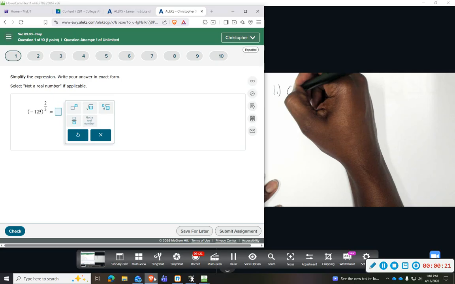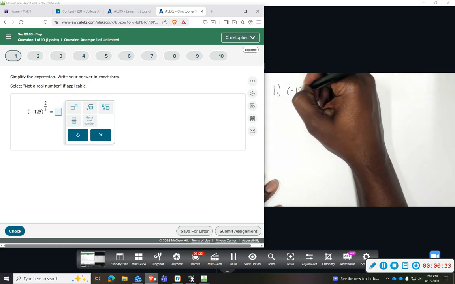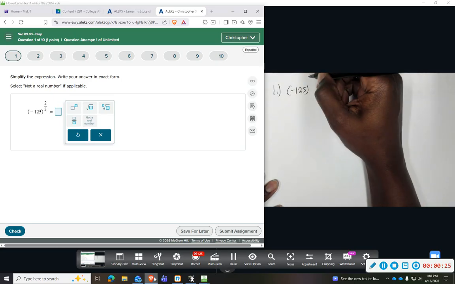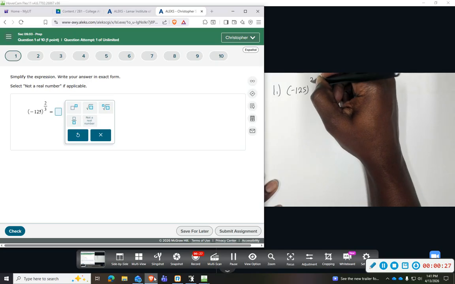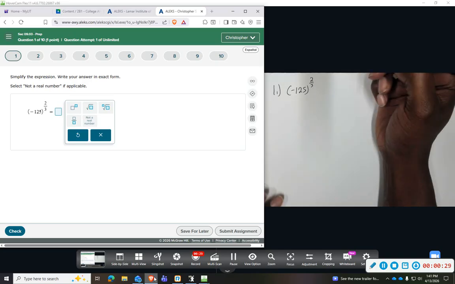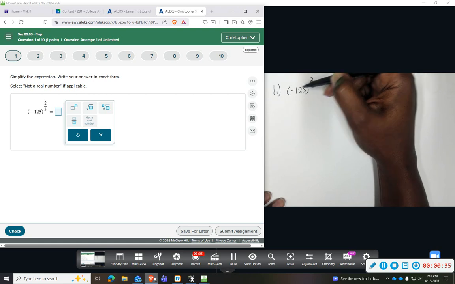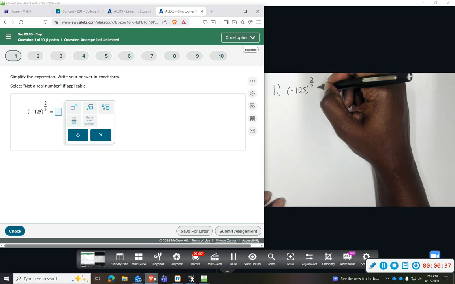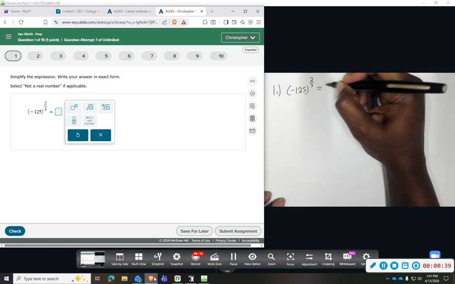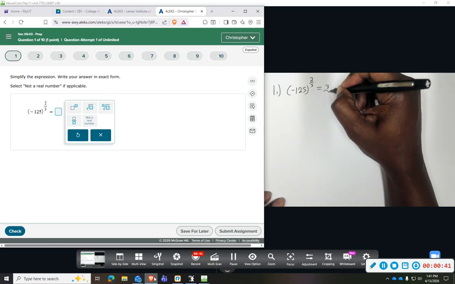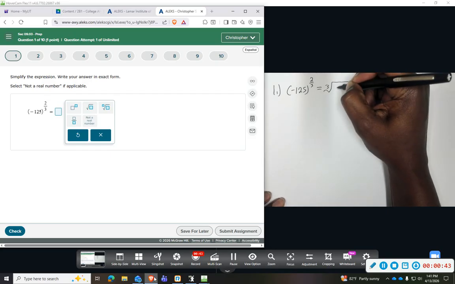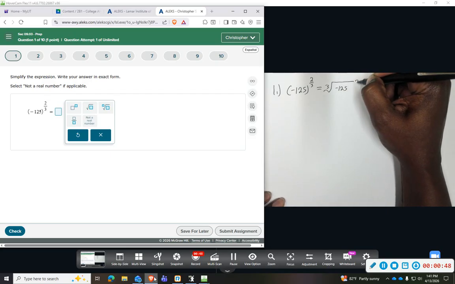We have a negative 125 raised to the 2/3 power. So when you have a rational exponent, the top number is raising it to a power, the bottom number is the root. So another way to rewrite this would be the cube root of negative 125 and then squared.